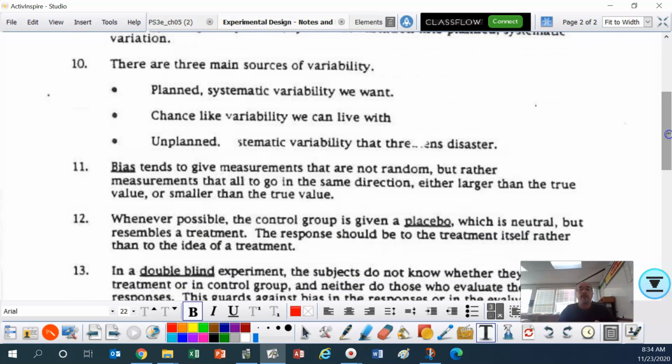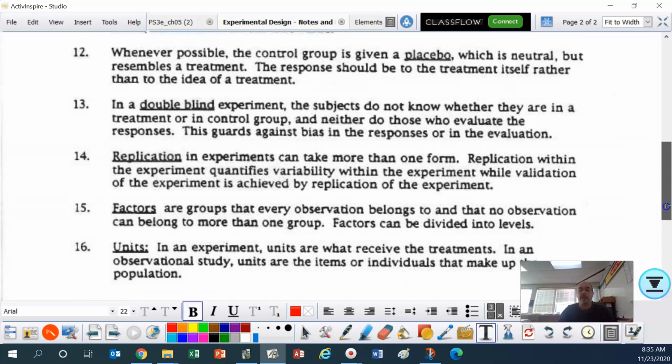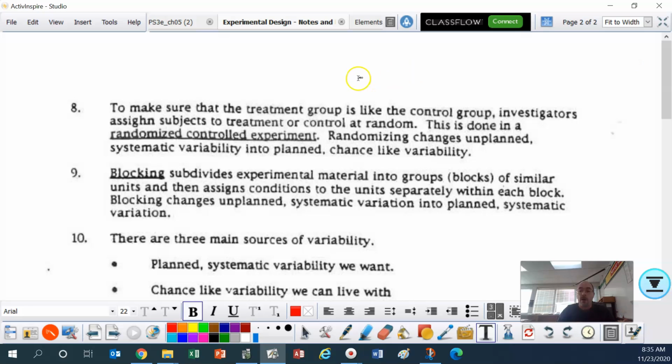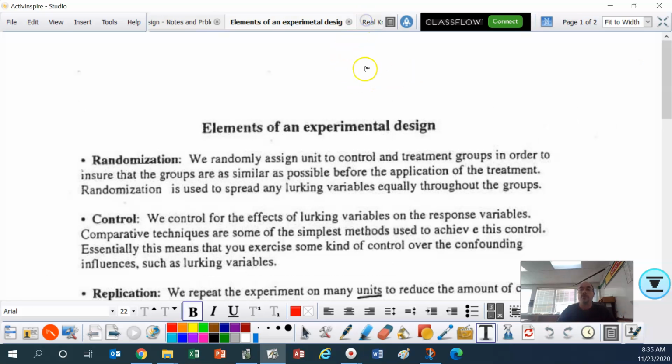Okay, again, there are 3 main sources of variability. How things vary. Okay, read that. Bias, placebo, double blind, replication, factor, units, and so on. All right, so that's one of them that's on there. Here's another one. Some of it's a repeat. I got these from other schools when I went to workshops, and they handed these out. That's why I don't have very good copies of them.